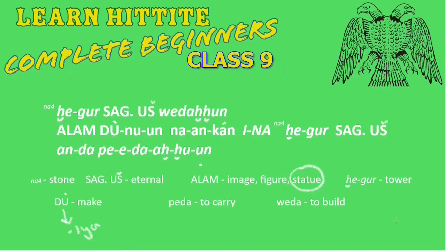So before we even begin to break this down, we can see this familiar ending. Un, first person, singular, past tense. Let's take this very first line. We've got stone, chigur, so stone tower. Sagus, eternal stone tower. Obviously word order is slightly different in Hittite. And wedachun, I built.